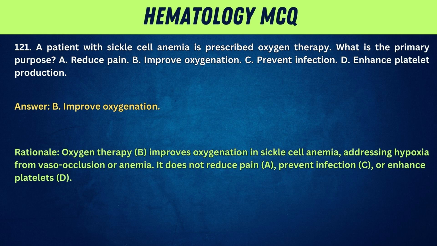Answer: B. Improve oxygenation. Rationale: Oxygen therapy, B, improves oxygenation in sickle cell anemia, addressing hypoxia from vaso-occlusion or anemia. It does not reduce pain, A, prevent infection, C, or enhance platelets, D.